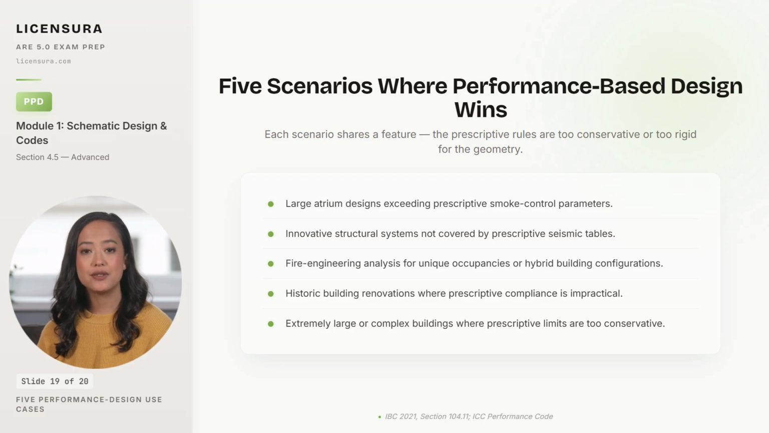Second, innovative structural systems, long-span trusses, complex seismic geometries, hybrid timber-steel assemblies that do not match anything in the prescriptive seismic tables.